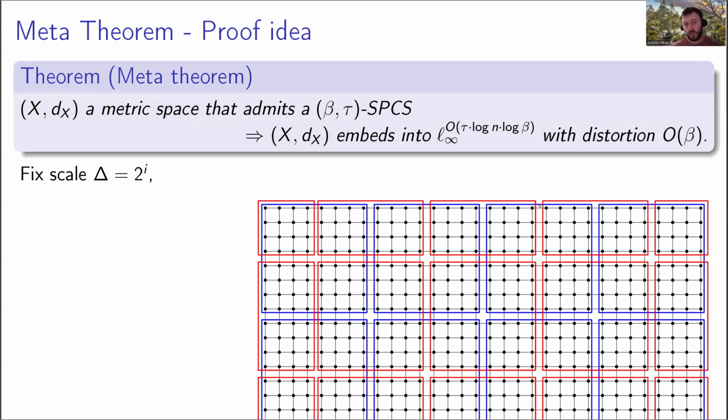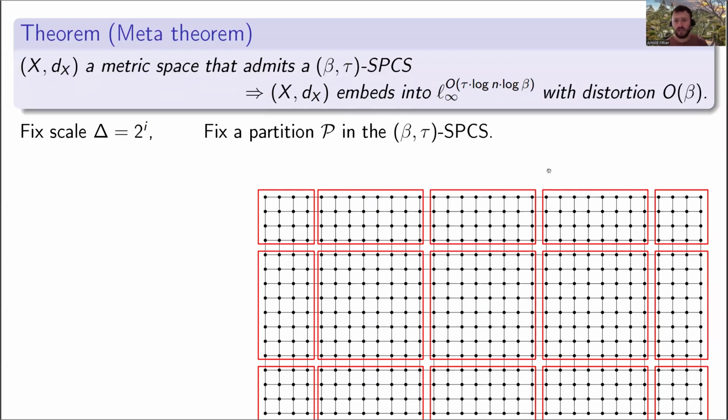So we have a metric space that admits a sparse partition cover scheme, and we want to embed it into L infinity. So now I'll describe how I embed a single coordinate with respect to a single partition. So we fix some scale delta, and we take one of the partitions in the sparse partition cover. So this is this red partition here. And we'll have one coordinate with respect to this partition, which we'll define as follows. So for every v, we'll take into account the distance to the boundary. So this vertex is very close to the boundary. It has a neighbor outside of its cluster. So this distance is 1, while this vertex u has distance 4 to the boundary.